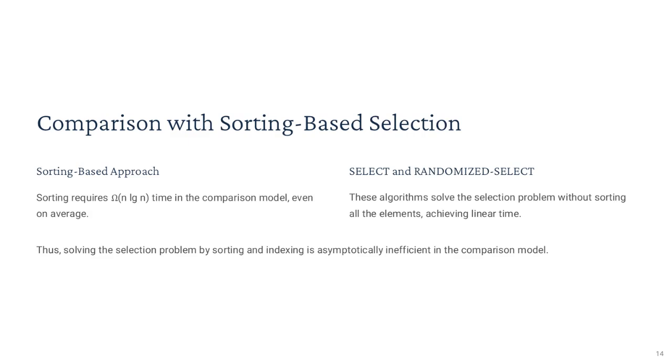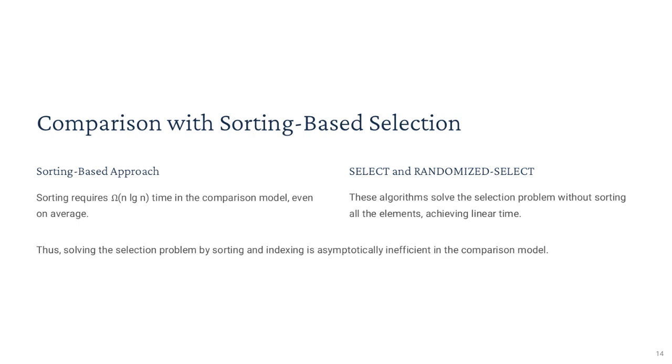Comparing select to sorting-based selection methods highlights the efficiency of linear time selection algorithms. Sorting-based approaches, which sort the entire array and then index the desired element, require big omega of n log n time in the comparison model. In contrast, both randomized select and select avoid sorting all elements. By focusing only on the relevant partition, these algorithms achieve linear time for the selection problem. While select guarantees worst-case linear time, randomized select is often preferred in practice due to its simplicity and efficiency for average cases.